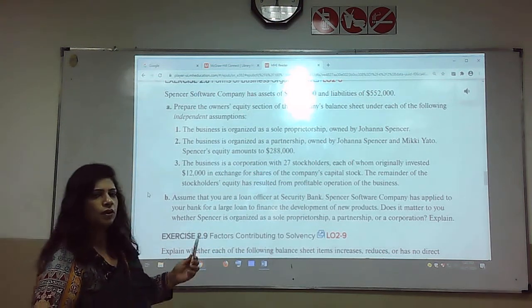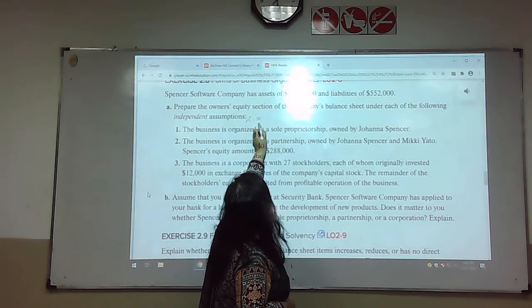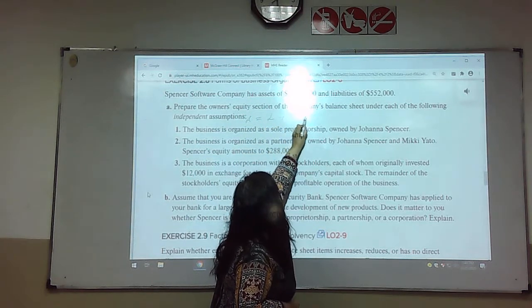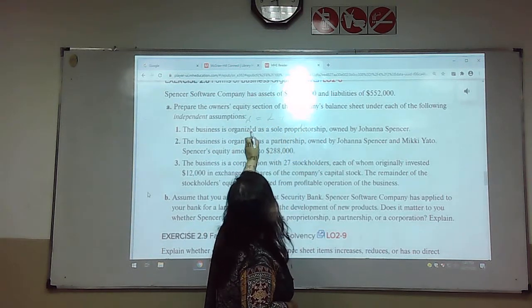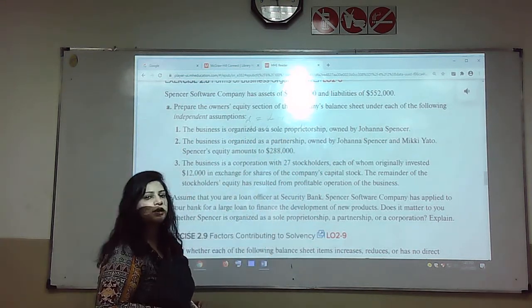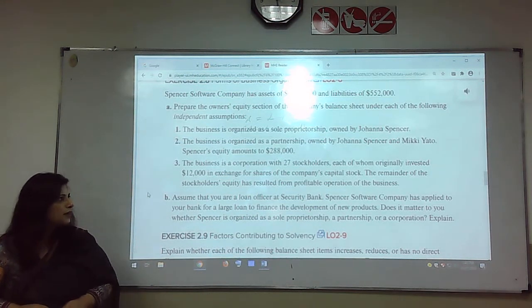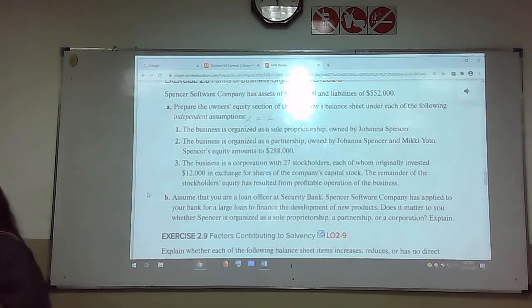It's very simple. When you have to prepare the owner's equity section, you first write down the accounting equation as assets equal to liability plus owner's equity. Now this is X, so A minus L is equal to X. This is the formula that you're going to be using in this question. So this is 102,000 and 552,000. The first part is the business is organized as a sole proprietorship, and the business is organized as a partnership. Spencer's equity amount is $288,000.